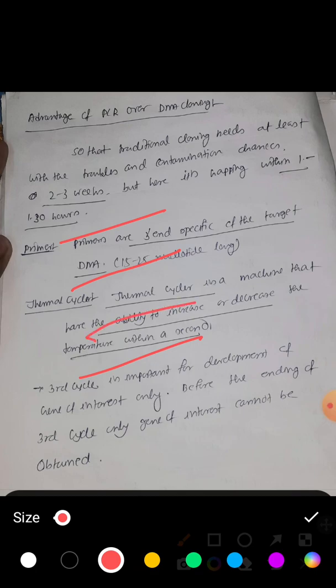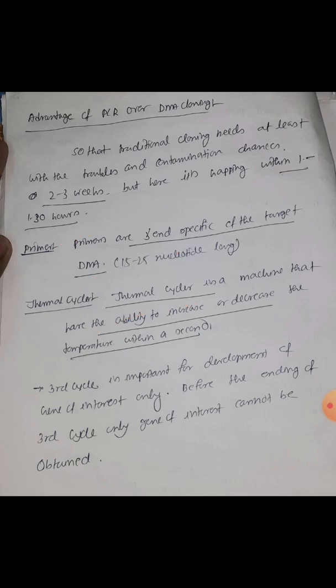This is a very important question for MCQs. They can ask you at what stage you can find the purified gene of interest in amplified version. So you just have to tick the end of the third cycle.